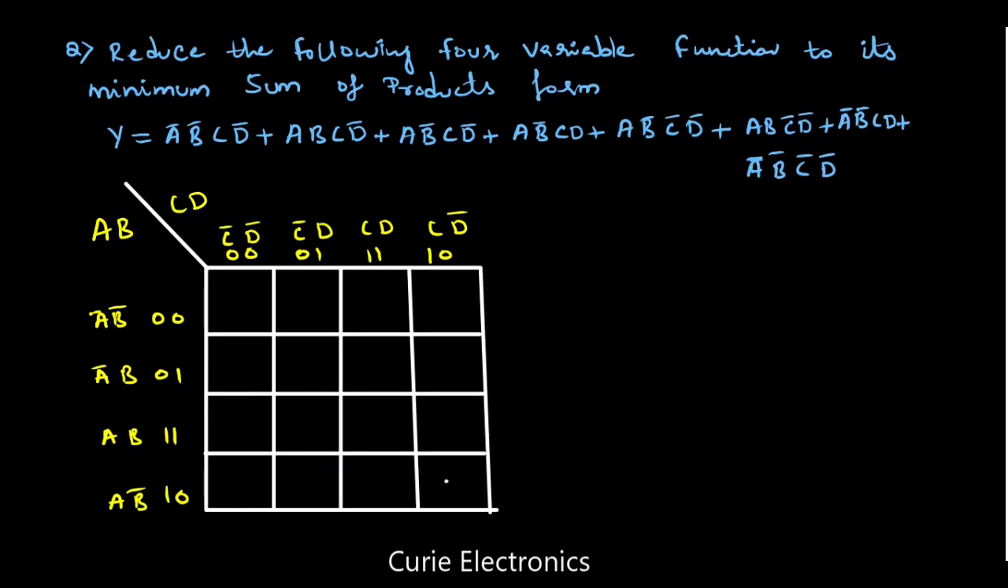Next question. Reduce the following 4 variable function to its minimum sum of products form using the K-map. So let's mark the ones. A bar B bar, first row, C D bar, 1. Next A B C D bar. A B C D bar. Next A B bar, last row, A B bar C D bar.